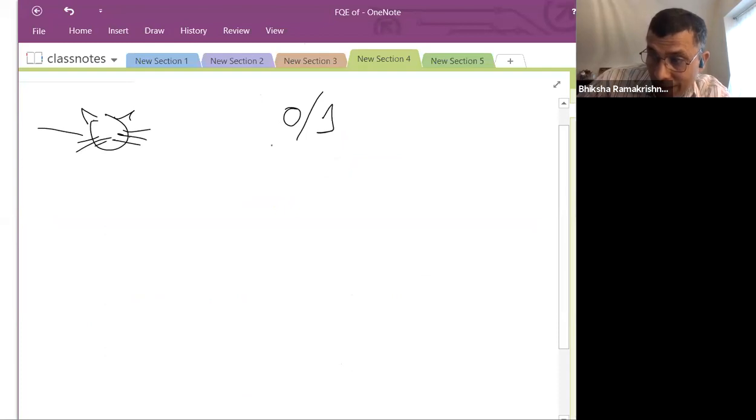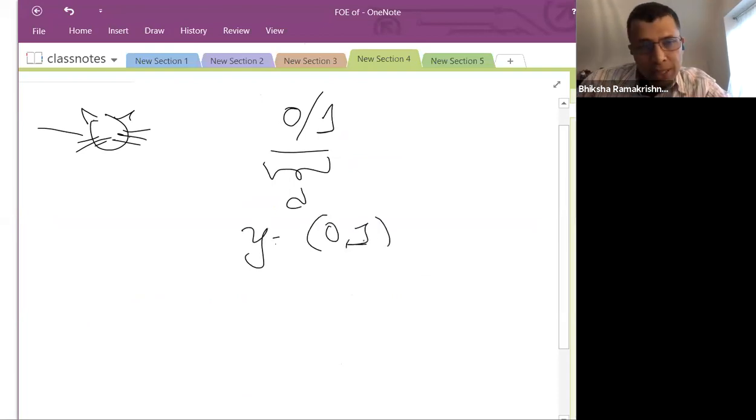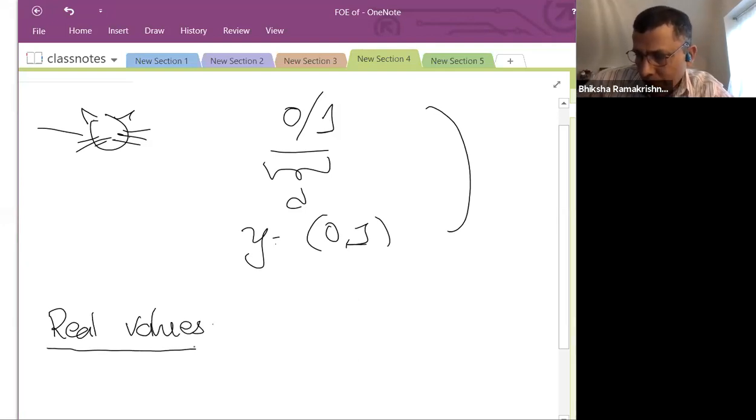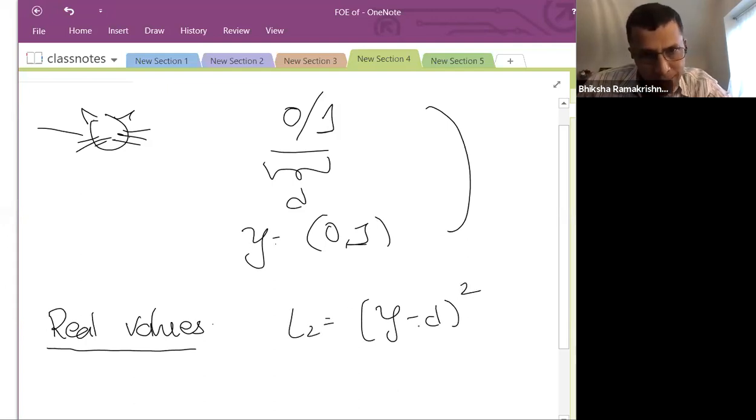The desired output is going to be either 0 or 1. The actual output of the network is going to be some number between 0 and 1. We have two ways of looking at this. I can look at both of these as just real vectors, real values that I'm predicting. If I look at these as real values that I'm predicting, then the obvious error is going to be (y minus d) whole squared. This is my L2, right? And this will be 0 when y equals d.